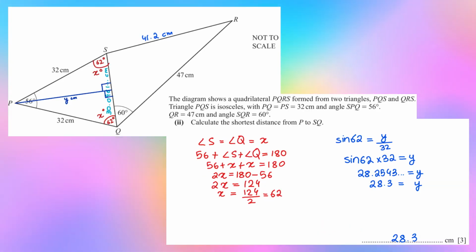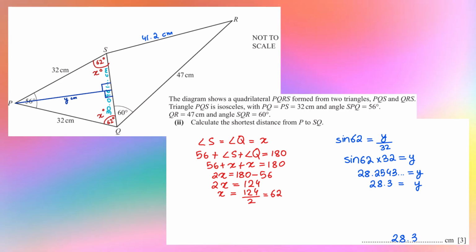Now, to solve for the last part of the question, part 2 of part B. It says to calculate the shortest distance from P to SQ. Okay, so the shortest distance from P to SQ would be the distance from P that is perpendicular to SQ. I've drawn this distance as a blue line here and labeled its length as y centimeters. This blue line is from P to SQ and is perpendicular to SQ.